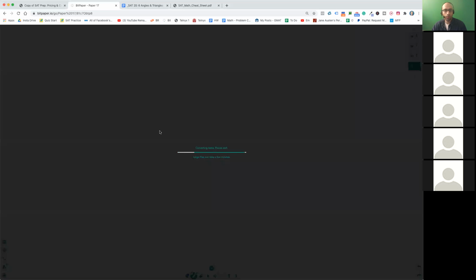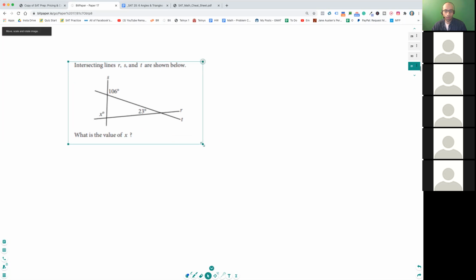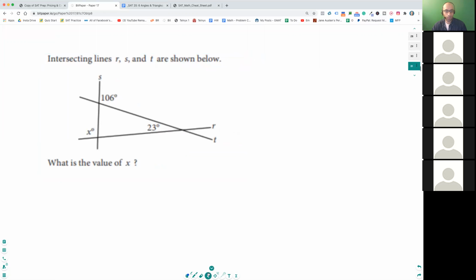So here it is. Try to solve the same problem this way. They're asking you again what is the value of x. There's a triangle, so find out the various angles. This is 106, so first find out what this is. Super easy to find this, because this plus this is 180. So this is 74.